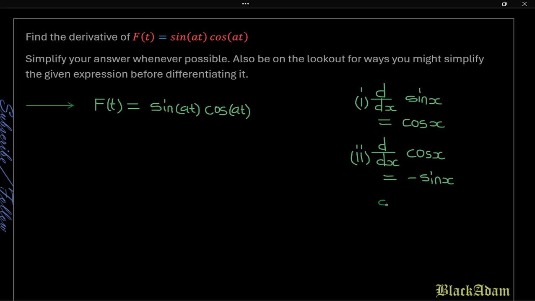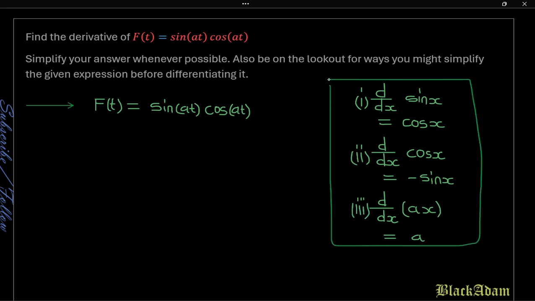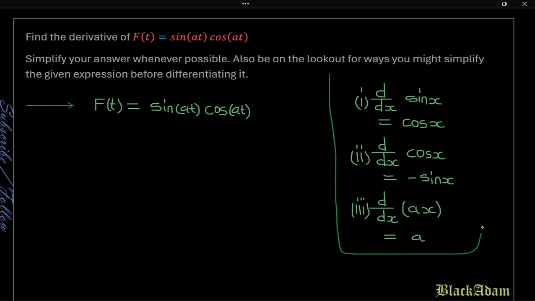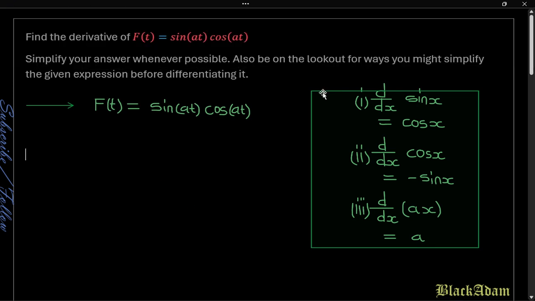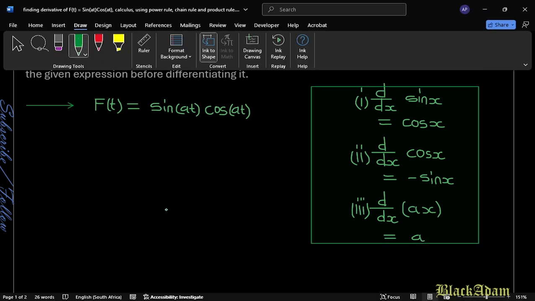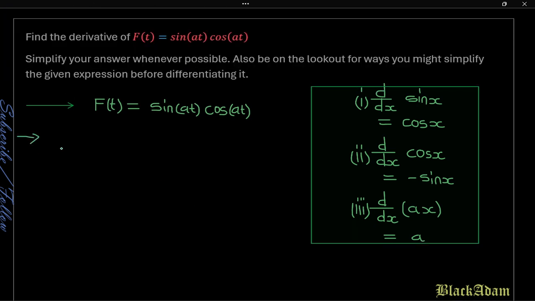And the other thing, the interior part, we know if we are given, let's say for example, ax, that x can be t, and then that means that it's going to be a as our answer. The derivative of ax is a. So those are things that we need to put in mind, and then the other thing that we need to do is just calculate.